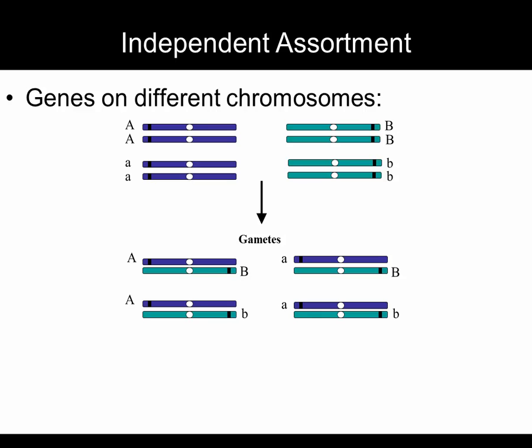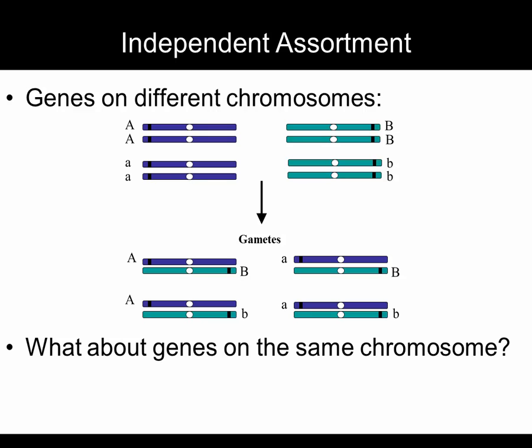chromosomes. A purple chromosome with the dominant A allele has an equal chance of segregating with a blue chromosome that has a dominant B allele or a recessive one. So all four combinations of gametes shown here are possible. But what about genes on the same chromosome?